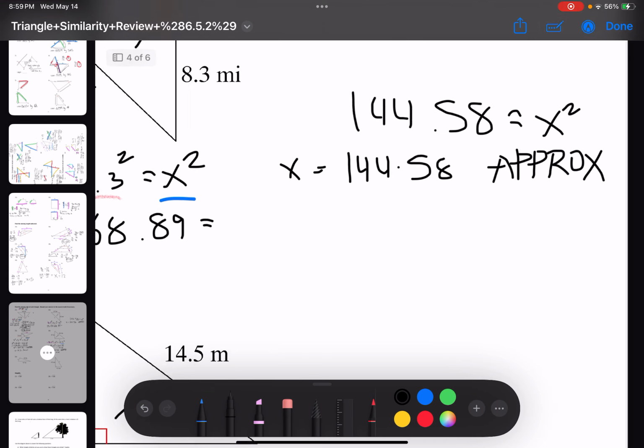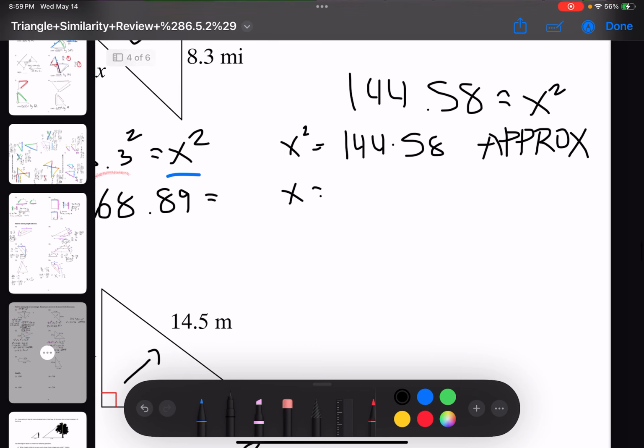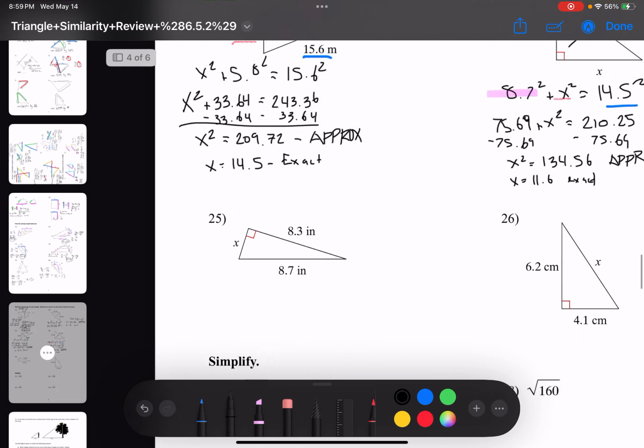Boom. X squared. And then x is equal, you're going to do the little thing where you square root it. So 144.58, which is 12.02. So there's no point, we can just put 12. Yep. I'm checking my answers. Everything is right, guys. This is really rad.